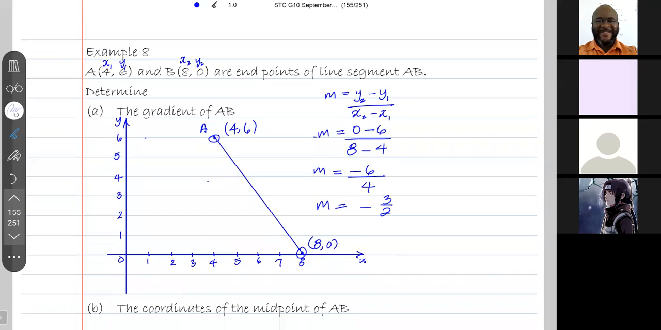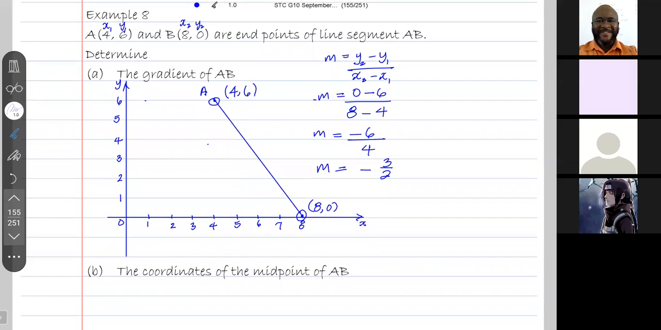So the next thing we're asked to do is to determine the coordinates of the midpoint of the line. All right, looking at this, it looks as if the midpoint of the line is (6, 3). That's what it looks like. So this is M, the midpoint. All right, so that is me arriving at an answer by observation. Now let us see what calculation says.